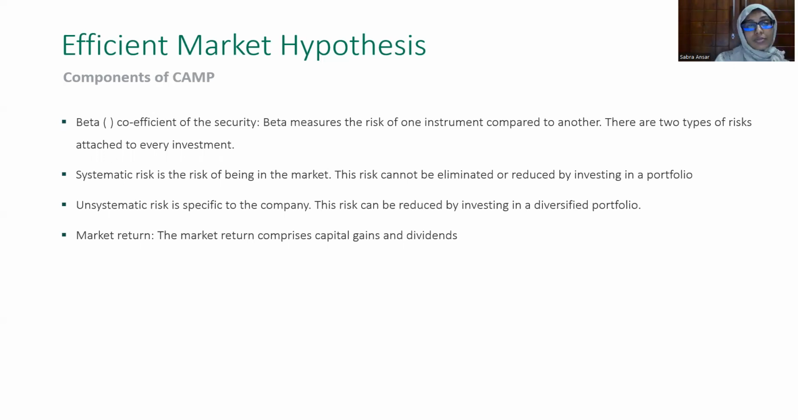Systematic risk is basically the risk of being in the market. This cannot be eliminated or reduced by investing in a portfolio, because it's the risk of being in the market itself. Unsystematic risk is a specific risk related to a company itself. This risk can be reduced by investing in a diversified portfolio.